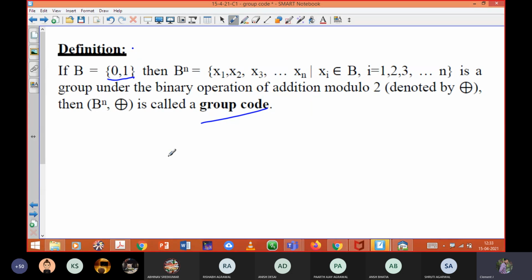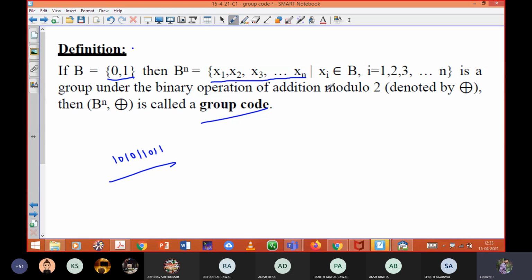At the same time, it can have finite digits like 1001111, whatever may be the digits. All the digits should be either 0 or 1. That should be finite. That's what they discussed.